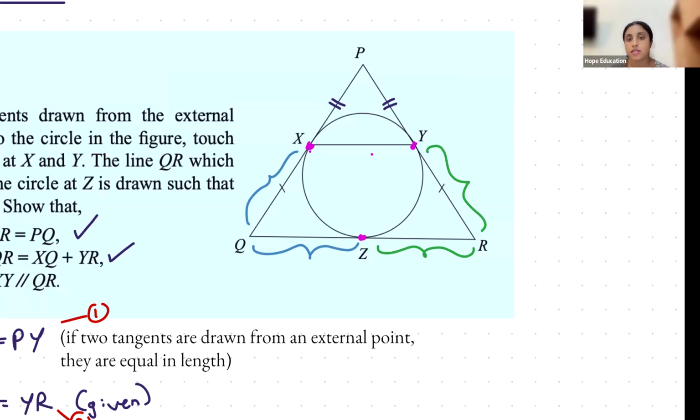PQR equals PRQ, isosceles, okay? Yes, PQR equals PRQ, isosceles. There is an isosceles triangle here too. So this is one isosceles triangle here. Okay. And this is another isosceles triangle. And then what? We use something we learned in geometry here.